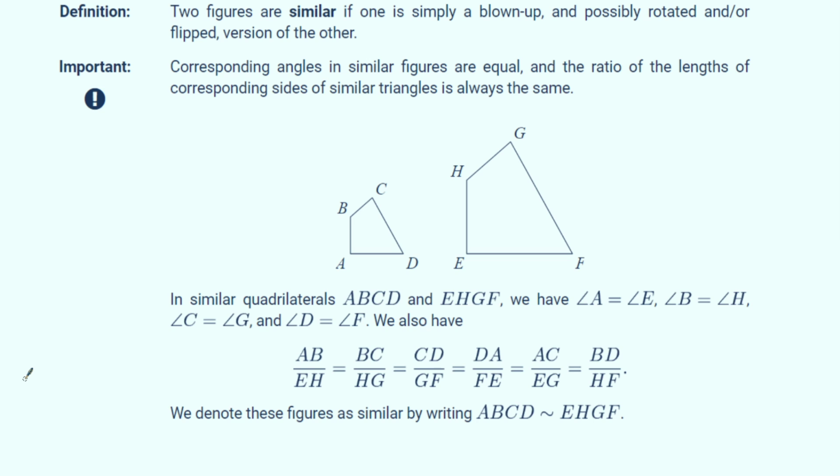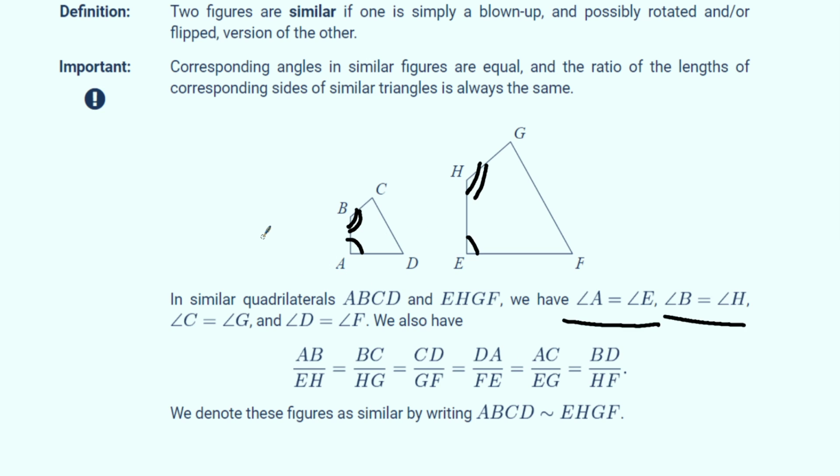So, the most important things to note from this definition are that the corresponding angles in similar figures are equal. Hence, we have angle A equal to angle E, angle B equal to angle H, and so on. If you notice, they're in corresponding positions. And the ratios of the lengths of the corresponding sides of similar triangles are always the same. In similar quadrilaterals, it also works.